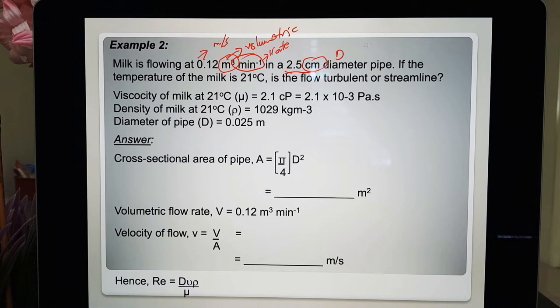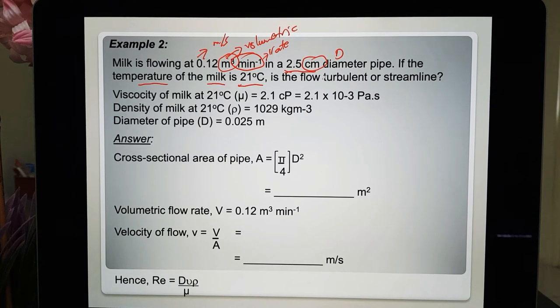Together with the problem statement, the temperature of the milk is 21 degrees Celsius. This temperature value is just to let you know that at 21 degrees Celsius, there is a set of physical properties for the milk that need to be referred to, because different temperatures will give different physical properties for the milk.